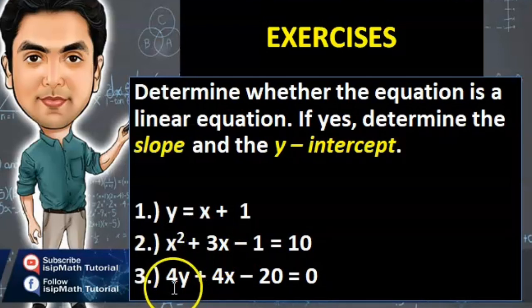How about exercise number 3? We have 4y plus 4x minus 20 equal to 0. Is this a linear equation? Yes, this is a linear equation. Our variable x and y, yung exponent niya is only 1. Diba? Ito po yung ax po natin, ito po yung by po natin.